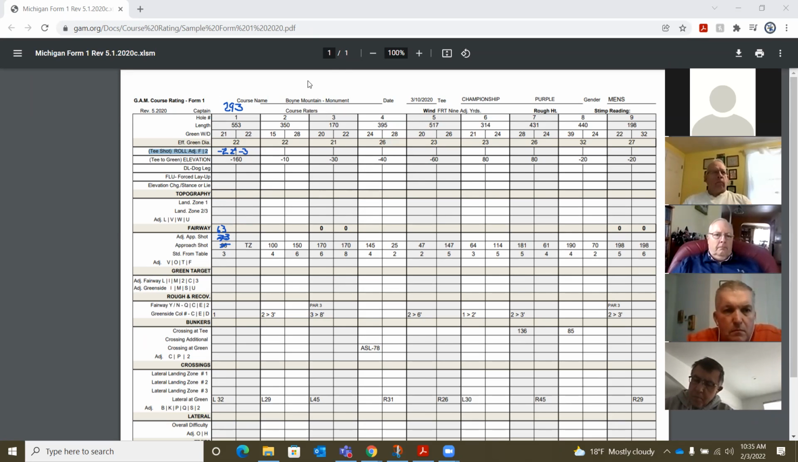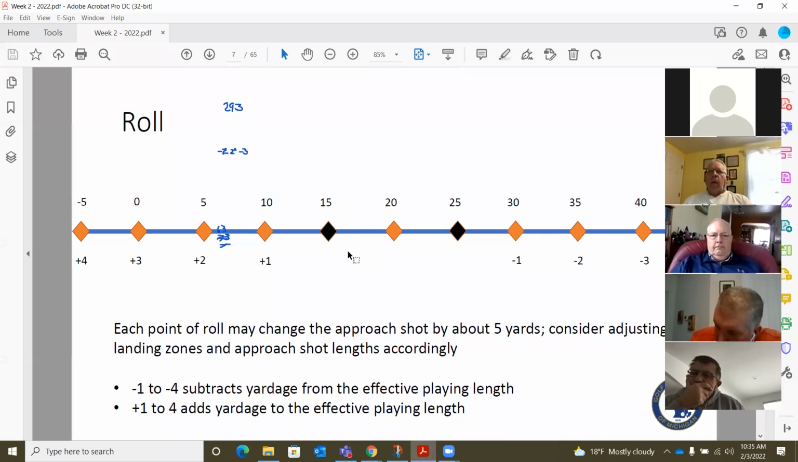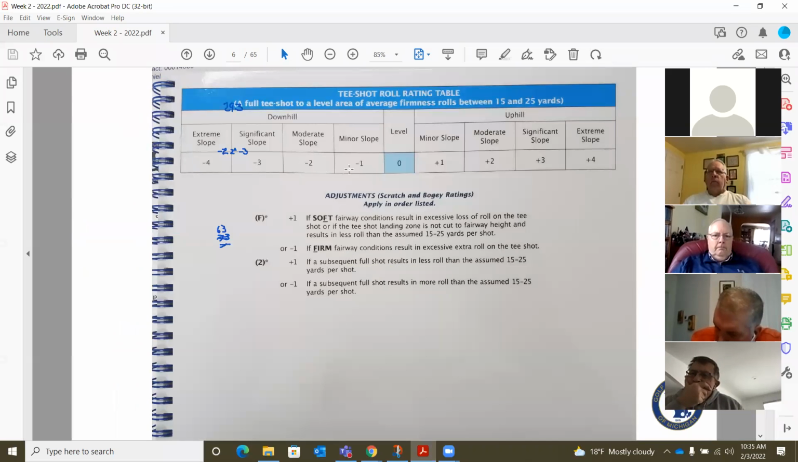All right. So I think we covered pretty much the couple examples that I wanted to talk about. It's important that we are correcting our approach shot length when we do roll, and that we keep in mind that when we look at this table, if it's not a tee shot, the only adjustment we can use is this 2 adjustment, which only puts it plus or minus 1, even though the yardage might end up being more than that, plus or minus 1 or 5 yards. So just keep that in mind.